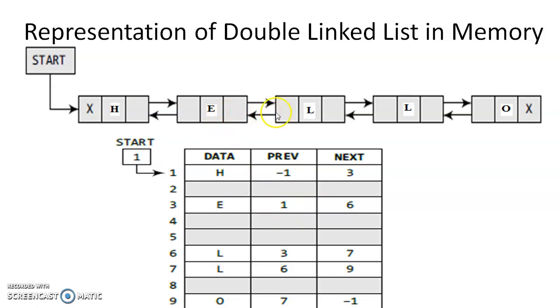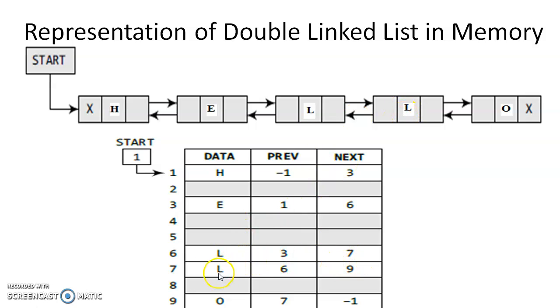L is present as the next pointer for this one. L is present in the sixth memory location, so we are representing 6 here. The next node after the E is L. So the previous node of the L is E, which is present in the third memory location. That's why the previous pointer is pointing to 3. And the next pointer is pointing to the other L that is present in 7.